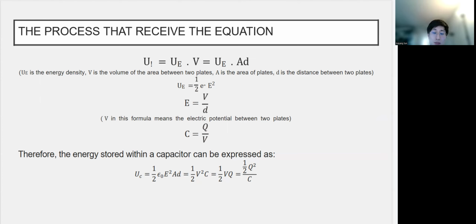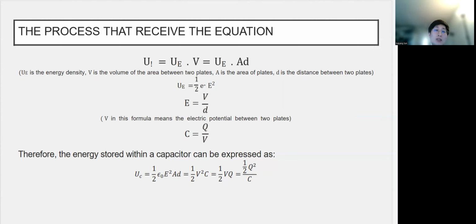C equals Q divided by V. Therefore, the energy stored in a capacitor can be expressed as U_C equals 1/2 epsilon E squared times A times D, equals 1/2 V squared times C, equals 1/2 V times Q, equals 1/2 Q squared divided by C.